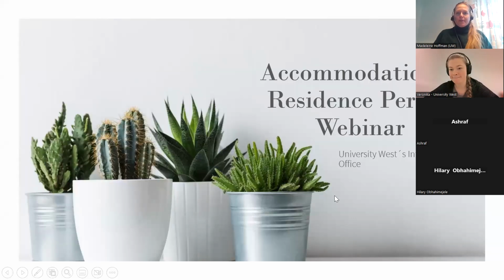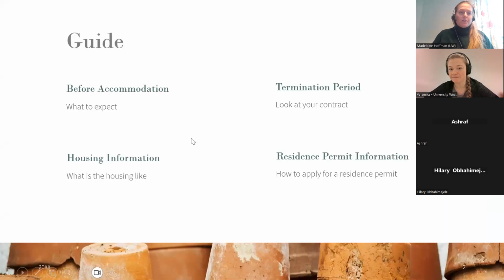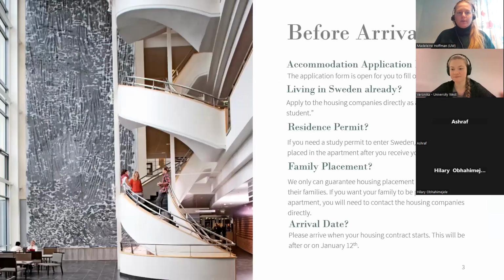Okay, yeah. So again, we are going to be talking about accommodation and applying for a residence permit. This is what we're going to discuss: before accommodation, housing information, termination period, residence permit information, and we'll also have other information specifically maybe for exchange students that we will discuss as well.